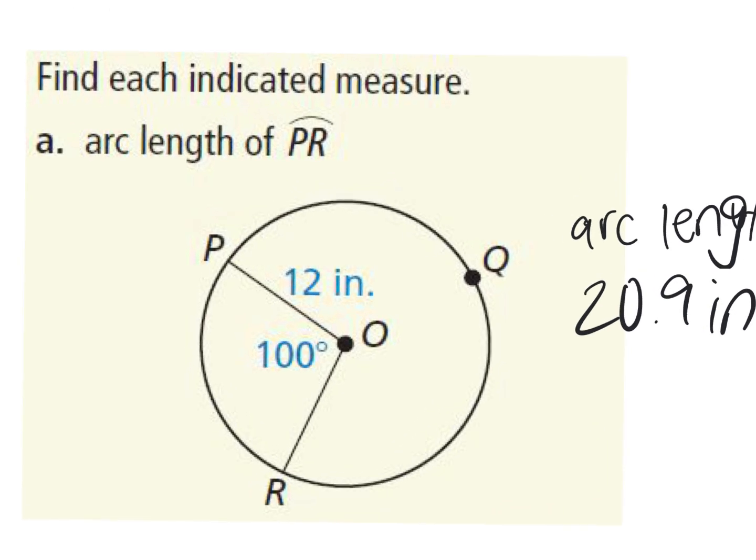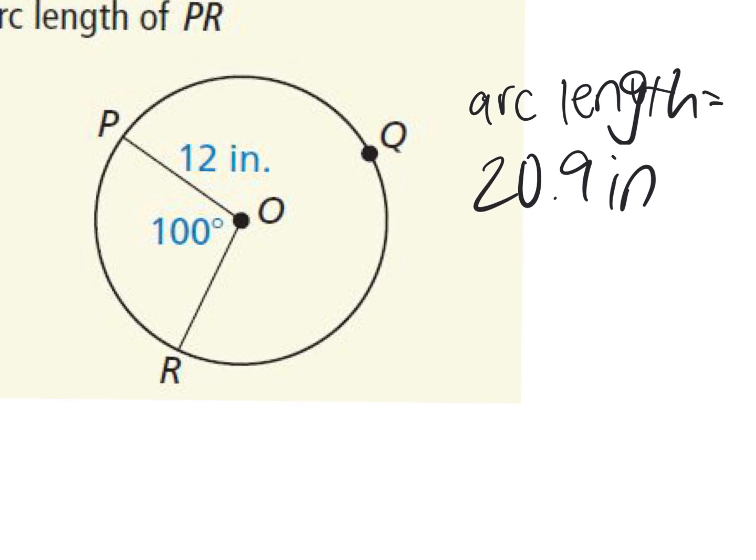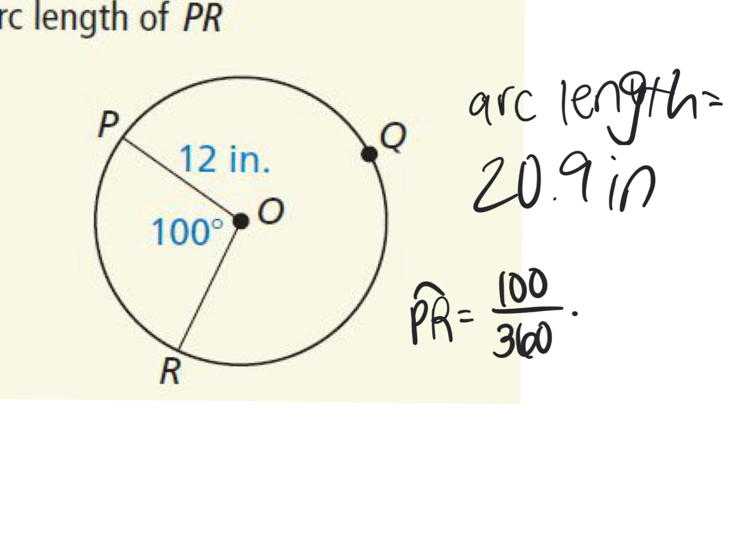Pedro. Alright, so I put the arc length is equal to 100 over 360 times 24 pi. 100 over 360 times what? 24 pi, okay? I love that, but where did 24 pi come from? Since we have 12 inches in the radius, we can just double it.